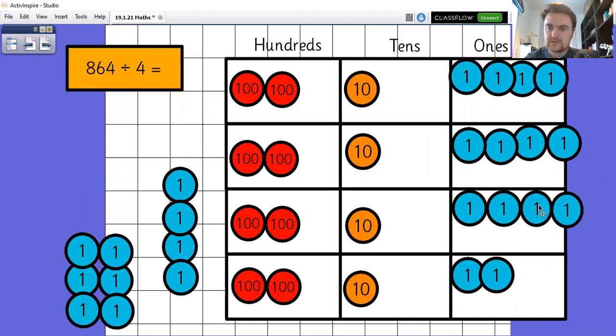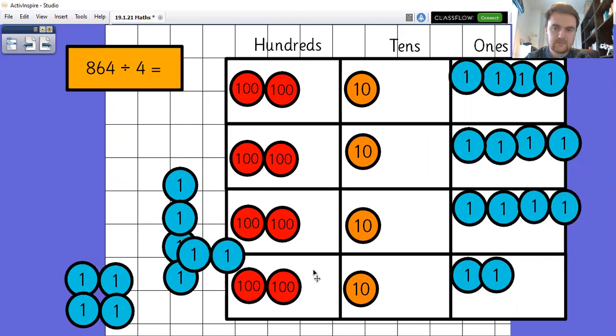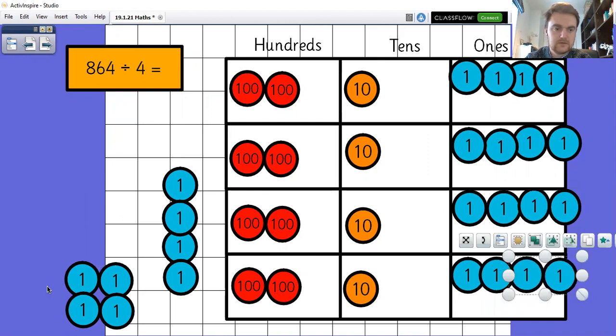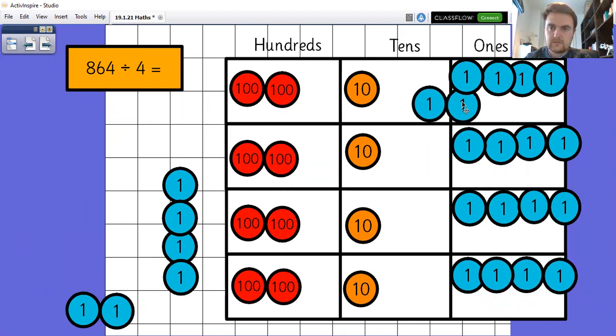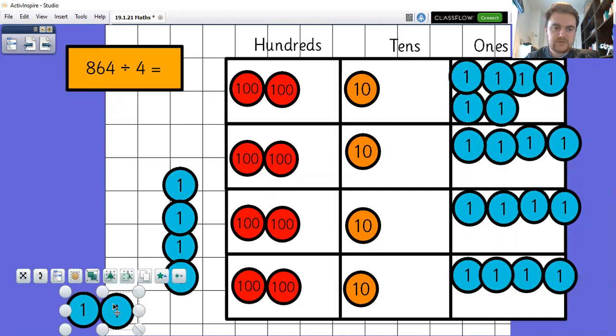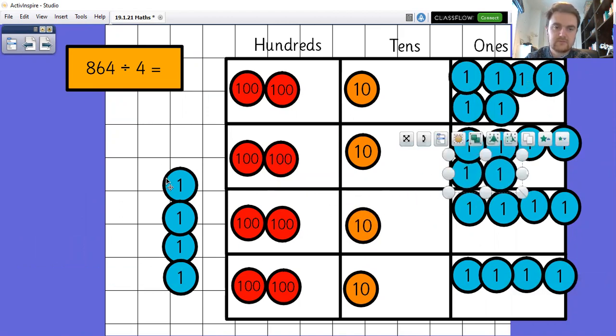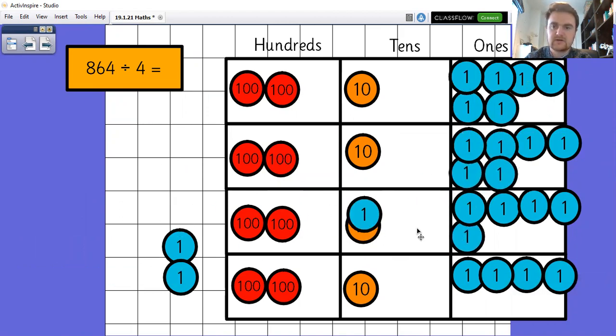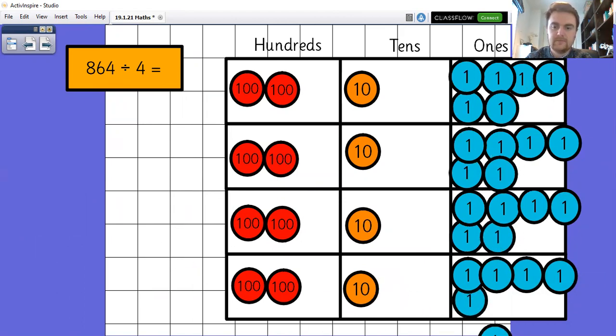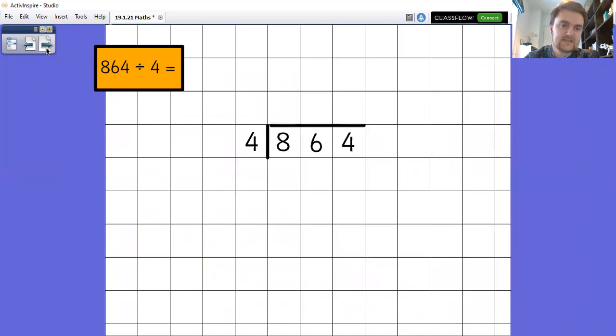Okay, so I can see so far I'm going well. And I should still have enough to be able to do that. Now, I took a risk there by starting to share 2 at a time, even towards the end, but it's paid off here. So I can see that in each row, I've got 200s, 110, and 1, 2, 3, 4, 5, 6 ones. So 864 divided by 4 gives me 216.